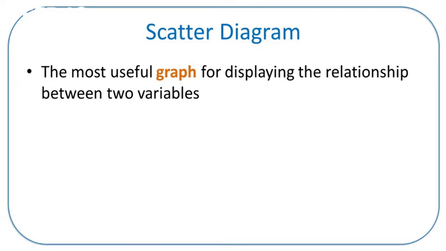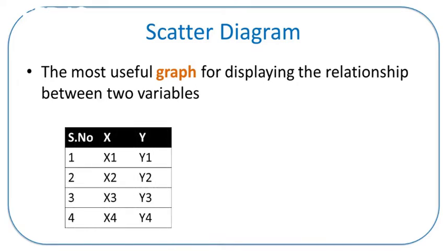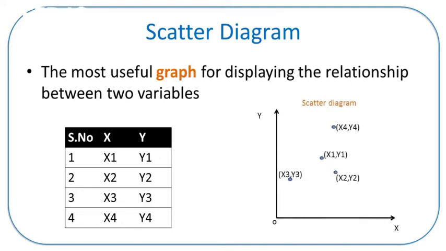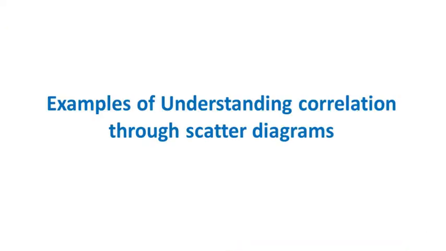Let us assume that we have four pairs of values of variables x and y as shown in this table, and they are represented by points (x1, y1), (x2, y2), (x3, y3), and (x4, y4) in the Cartesian plane as shown in the graph. This graph is useful for displaying the relationship between two quantitative variables, namely x and y. Let us see some examples through which we can understand the correlation through scatter diagrams.